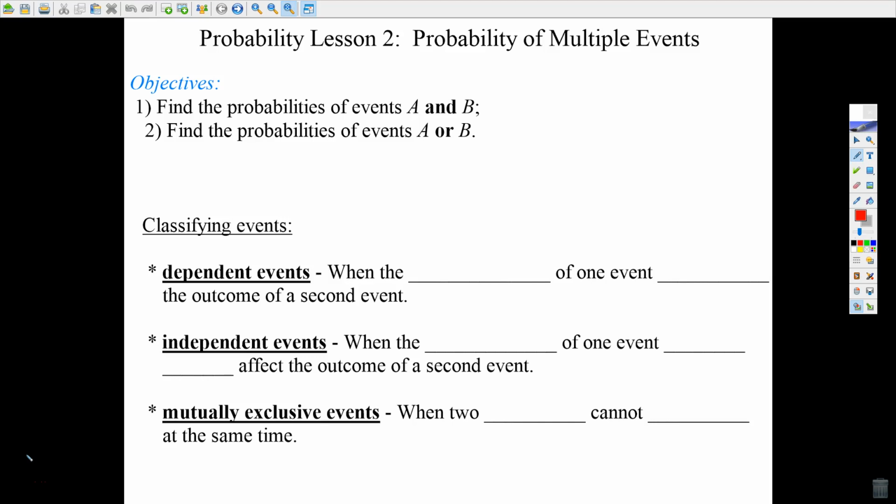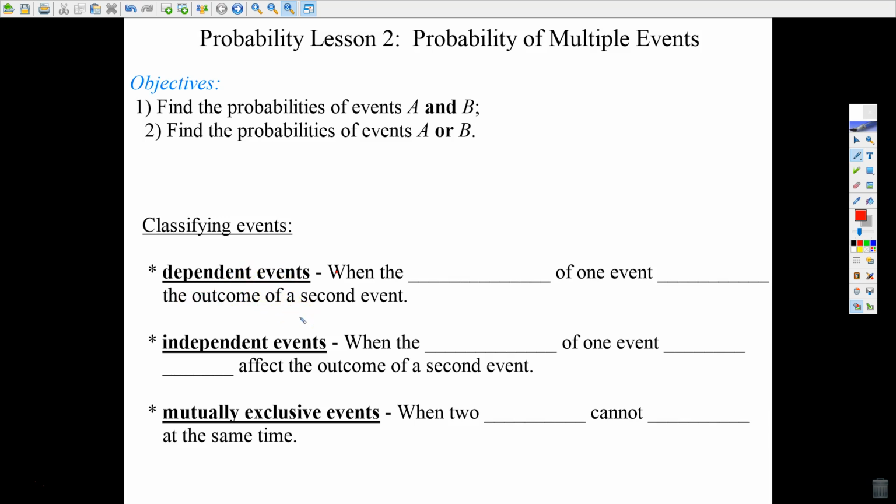All right, so today is going to be our second lesson on probability, and you can see the title. We're going to be talking about probability of multiple events, and for us, multiple means two events. So in order to understand today's lesson, we need to identify some terminology because this is going to be pretty important for the rest of the lesson.